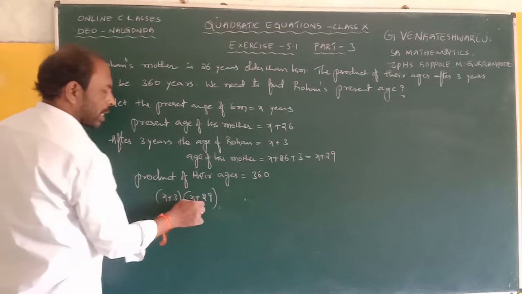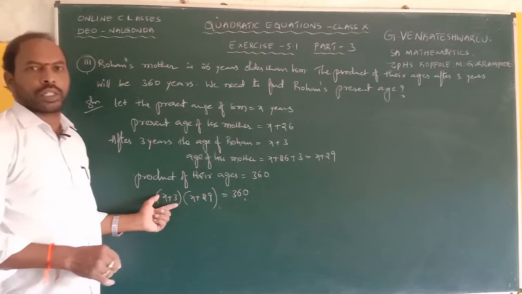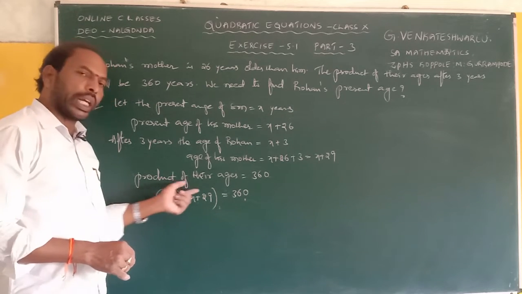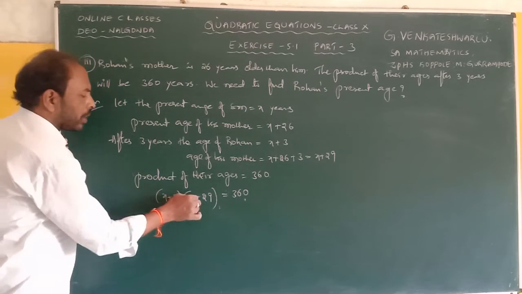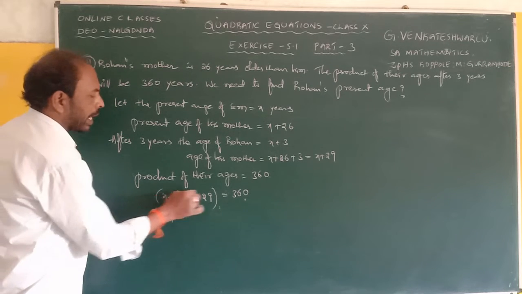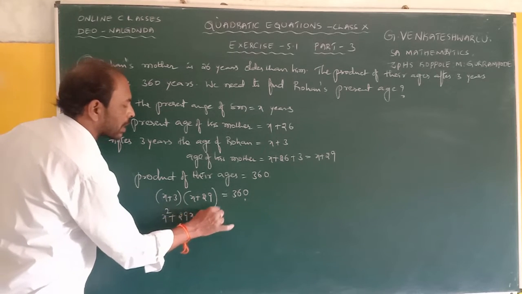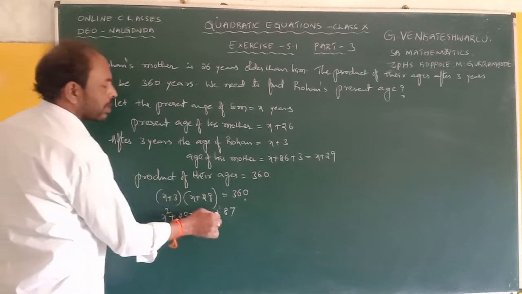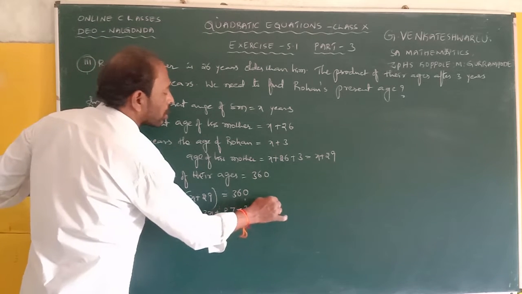The product of these two ages is equal to 360. Here, this is a linear factor, and here is one more linear factor. The product of these two linear factors gives a quadratic expression. So x into x square, x into 29x, plus 3 into x is 3x, 3 29s are 87. Transposition of plus 360 is minus 360 equals 0.